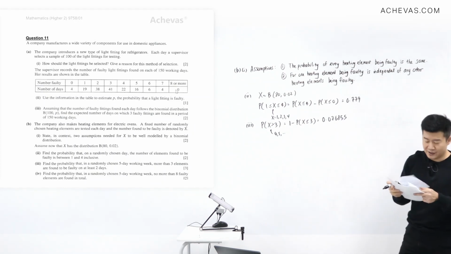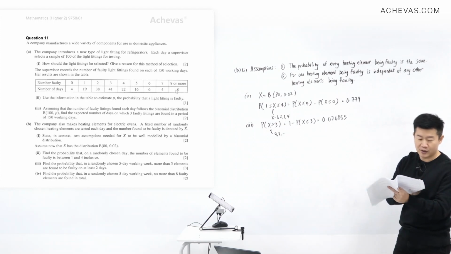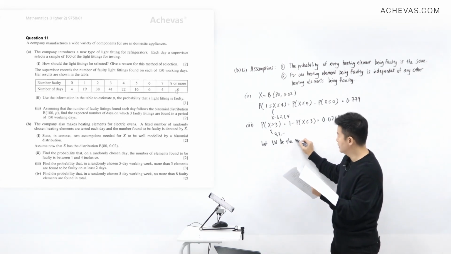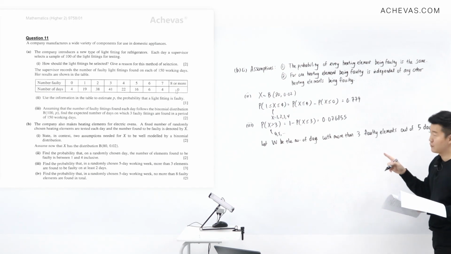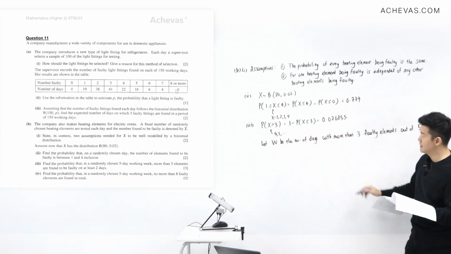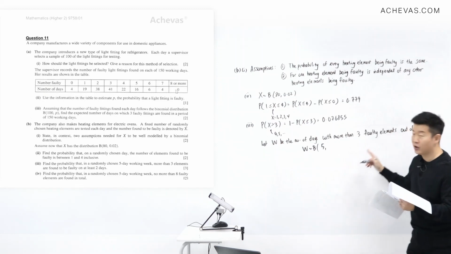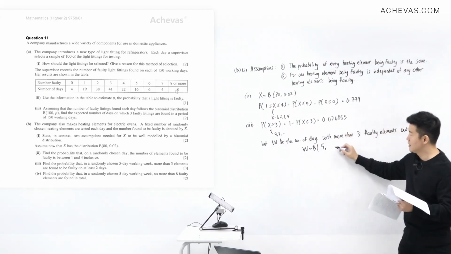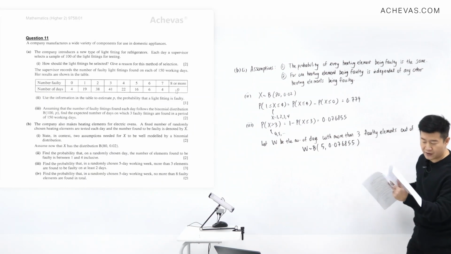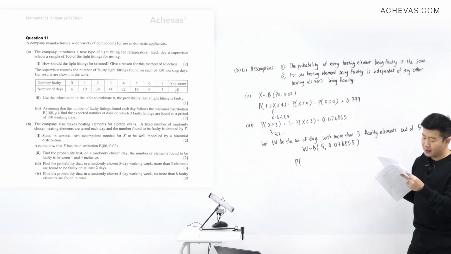0.076855. But we are not just working on this, we are working on 5 days where this is going to happen. So let us define another binomial distribution. Let me call it W. I'm letting W be the number of days with more than 3 faulty elements out of 5 days. This is the probability where one day has more than 3 faulty elements. So W here will follow a binomial distribution out of 5 days. The probability of a day having more than 3 elements faulty is 0.076855.